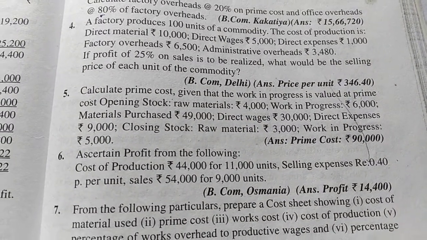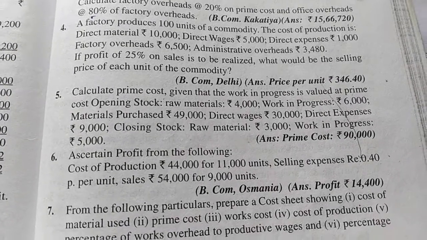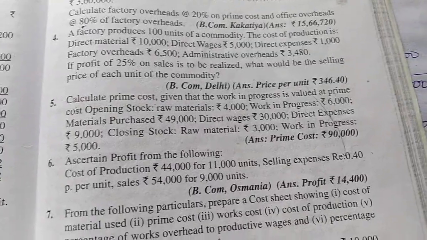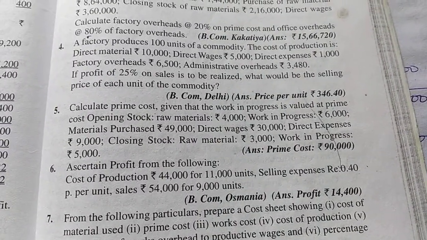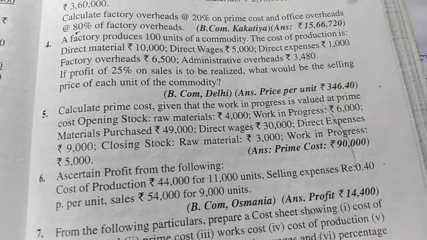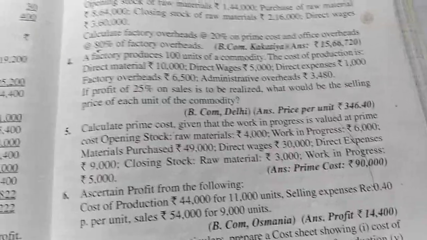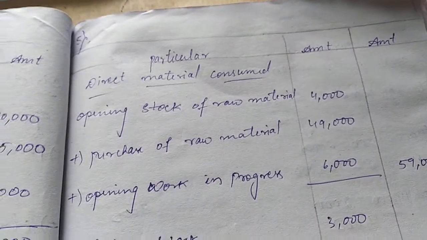So here, what he has asked is to calculate the prime cost. What information has he given? Opening stock of raw material, opening work in progress, material purchase, direct wages, direct expenses, closing stock and work in progress. But here we have to prepare only the prime cost. So once you see the answer, you have to write the heading: calculation of prime cost.